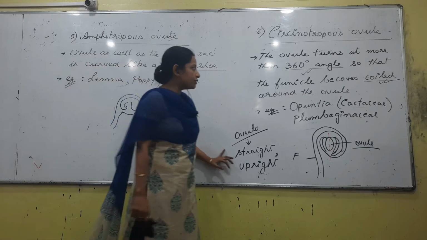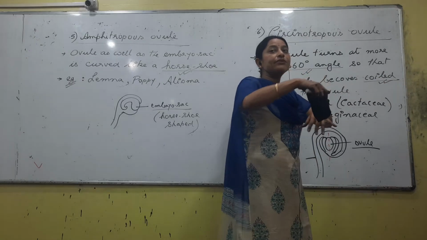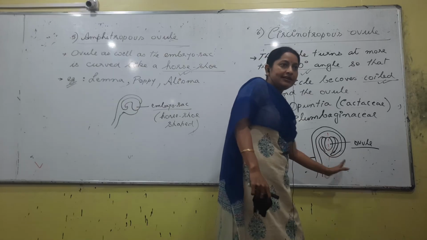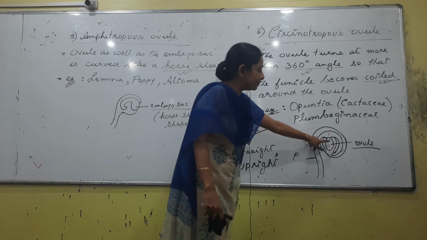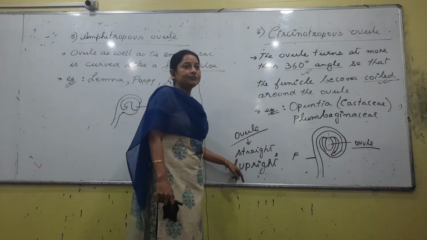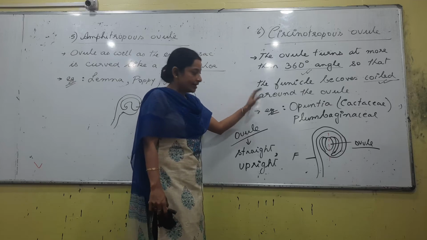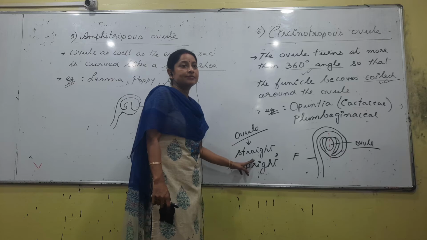So here what you need to remember, 360° and the word coiled. Who coils around the ovule? It is the funicle. Normally it is straight, it coils here. So originally or at the very beginning, this ovule is straight. In case of Circinotropous ovule, the ovule is straight, then anatropous.